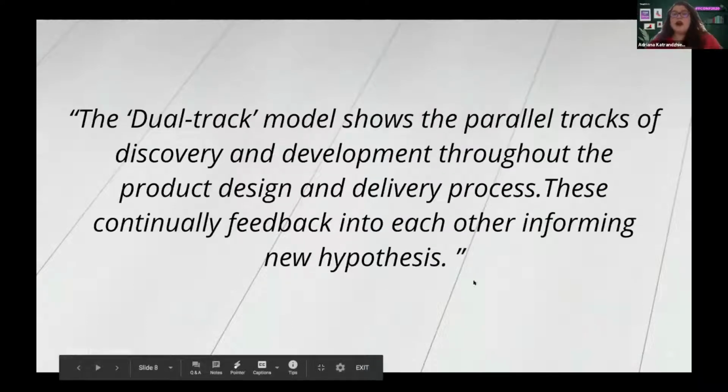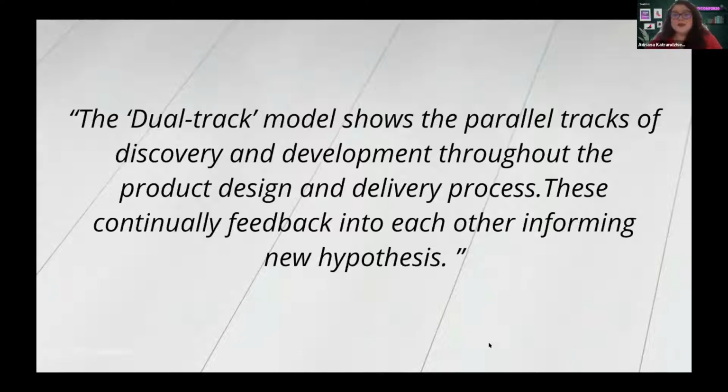They're very interesting. So to summarize, essentially, the dual track model shows the parallel tracks of discovery and development throughout the product design and delivery process. And essentially, they continually feed back into each other to inform new hypotheses. It is important to state that we're talking about one process here. These are not two different processes. It is one process for discovery and development owned by one team.